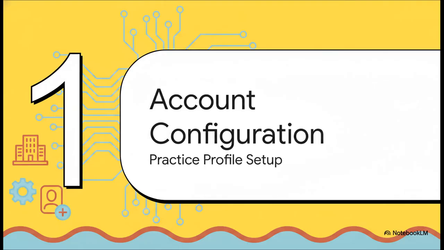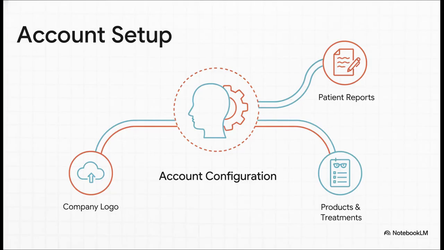All right, part 1, account configuration. Setting up your practice profile. Now, right out of the gate, taking a minute to complete my profile is absolutely crucial because it makes your practice visible in the platform's public Find a Specialist search. But honestly, the real magic happens in the customization. By uploading your company logo, customizing the exact text for your patient reports, and curating your specific myopia treatments under the products list, you're directly tailoring the platform's entire output to your specific clinic's brand and protocol. It makes everything look incredibly polished.